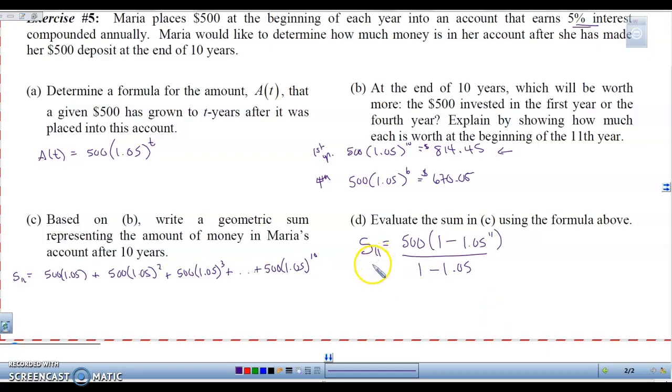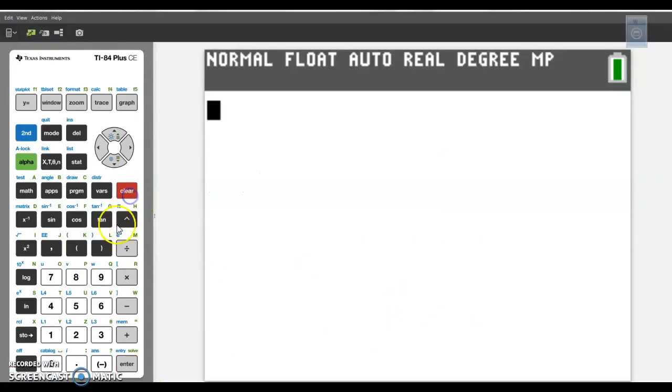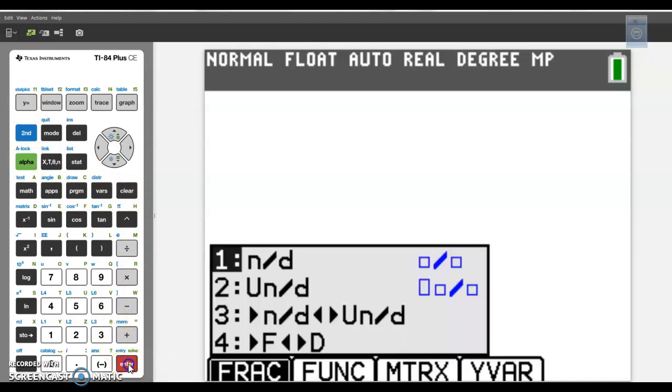So that's how much she would have after the 11th year. Instead of having to evaluate every single one of these up to 10 and then adding them together, you can do this formula. Okay, so all we have to do is pop this in the calculator. I'm going to use my fraction key so I can put it all in at once.